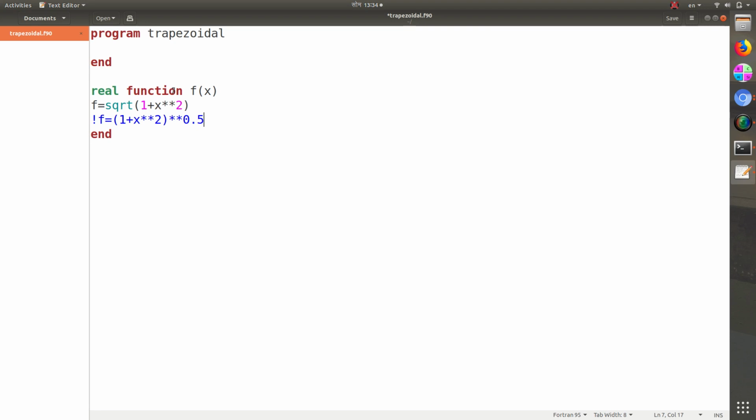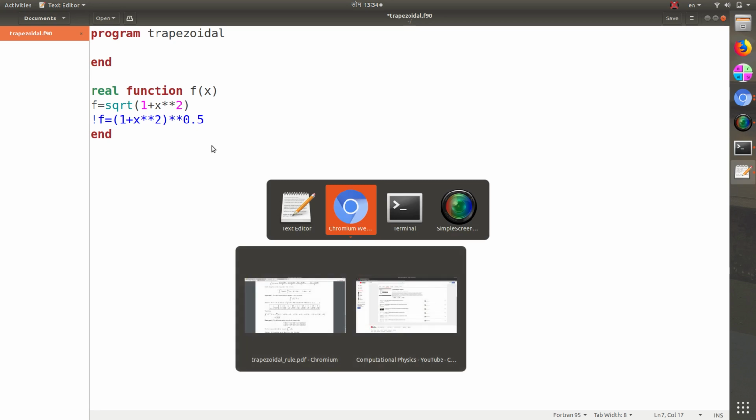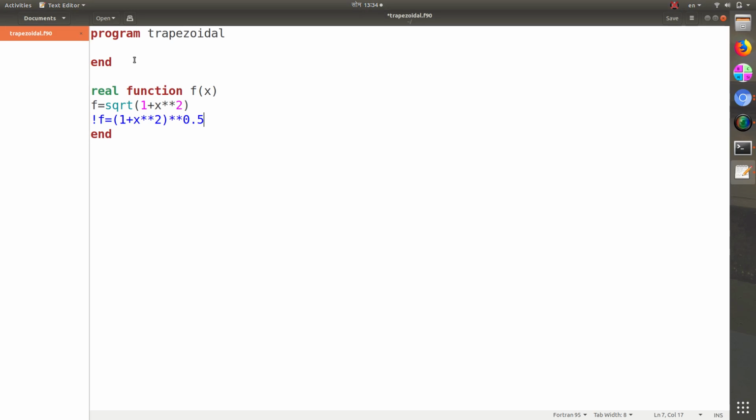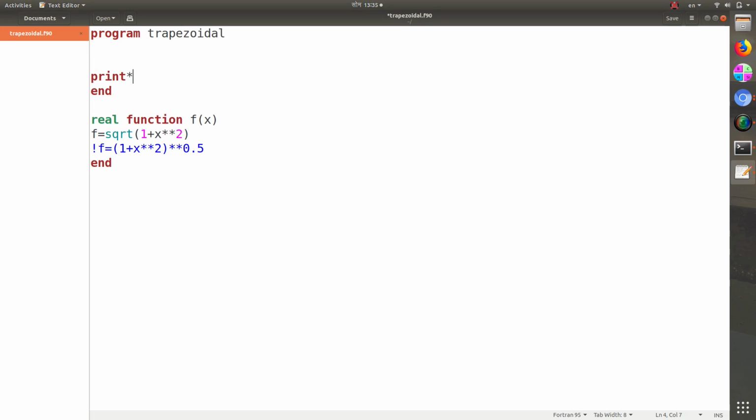Now we need to give the limits of integration. Simply see, this is the limit of integration. The lower limit is a equals 1 and the upper limit is b equals 5. So first give the lower and upper limit. First of all, let us decorate this program. Welcome to this program.